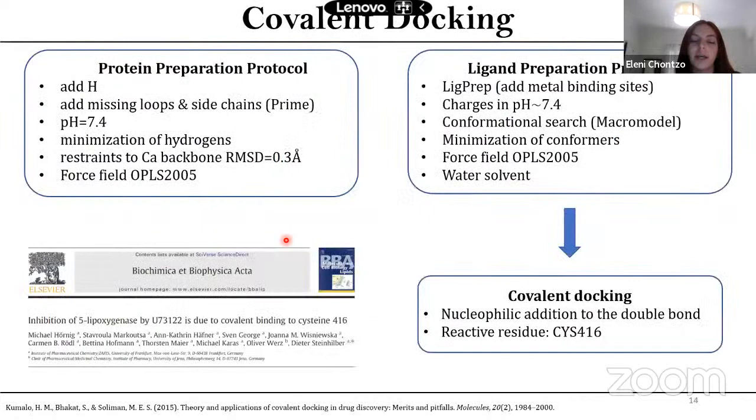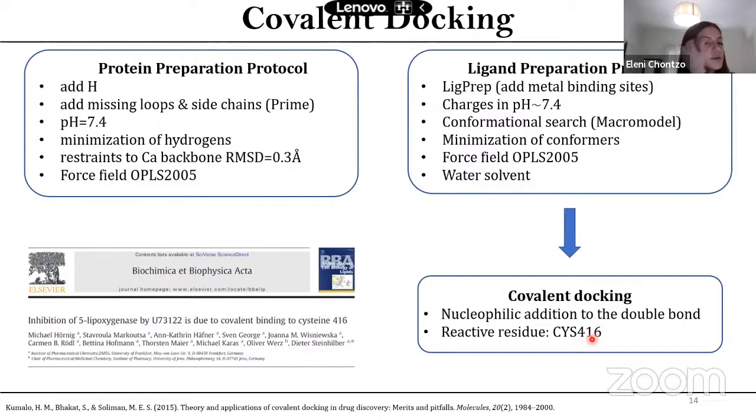Finally, we applied covalent docking. The protein preparation and the ligand preparation were the same as for classical docking studies, but another point in covalent docking is that we guided the reaction to be a nucleophilic addition to the double bond, and the reactive residue came from this paper that we can see in the figure, and the reactive residue was cysteine 416.